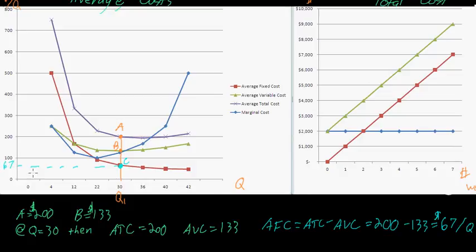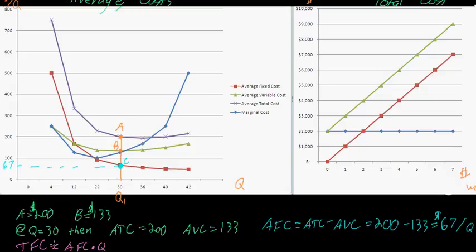So another question we could ask is, what is total fixed cost? And I'll do this even in a different color. So let's go ahead and we'll go with pink. So what's our total fixed cost? Well, we know that our total fixed cost is just our average fixed cost times our quantity.